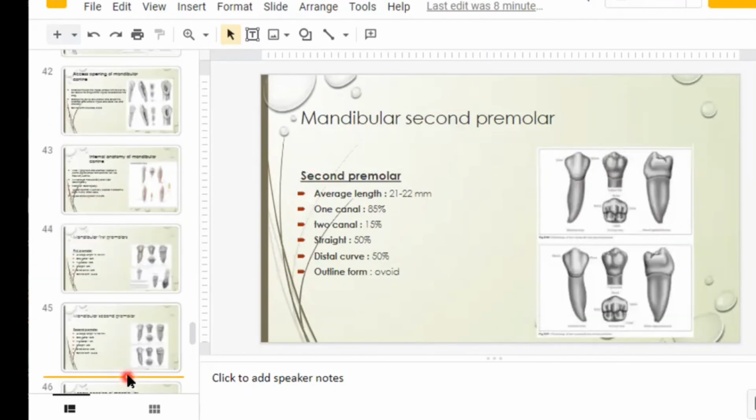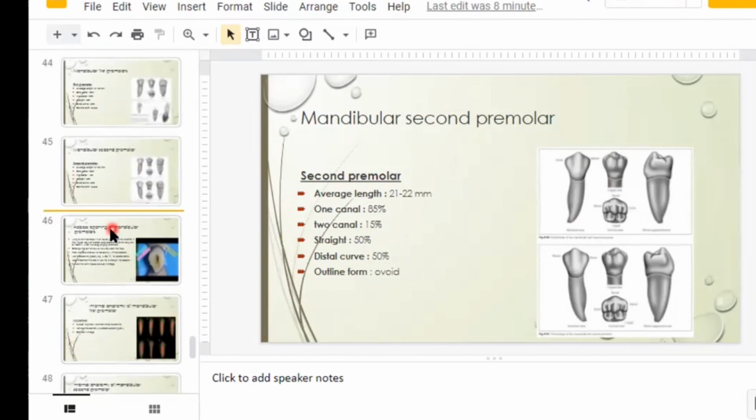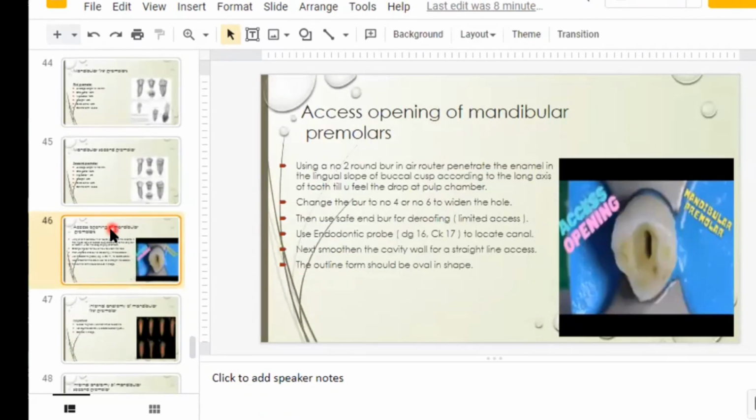So what's the difference between the upper premolar and lower premolar access cavity preparation? Not much difference. Again, it is the same, oval in shape, bucco-palatally for the upper and bucco-lingually for the lower. That's it. Everything is the same. Your access cavity should be at the expense of your bucco-palatal dimension.